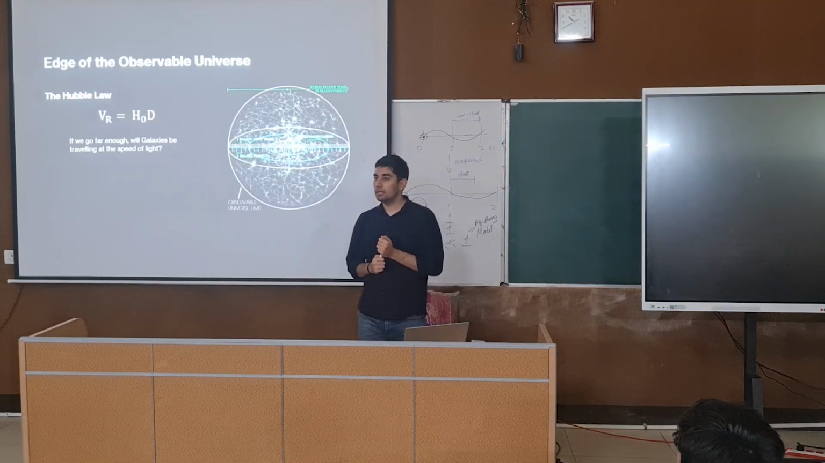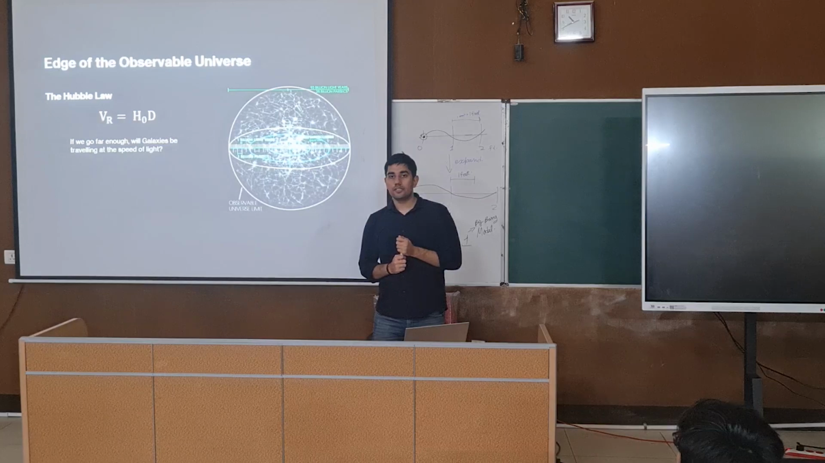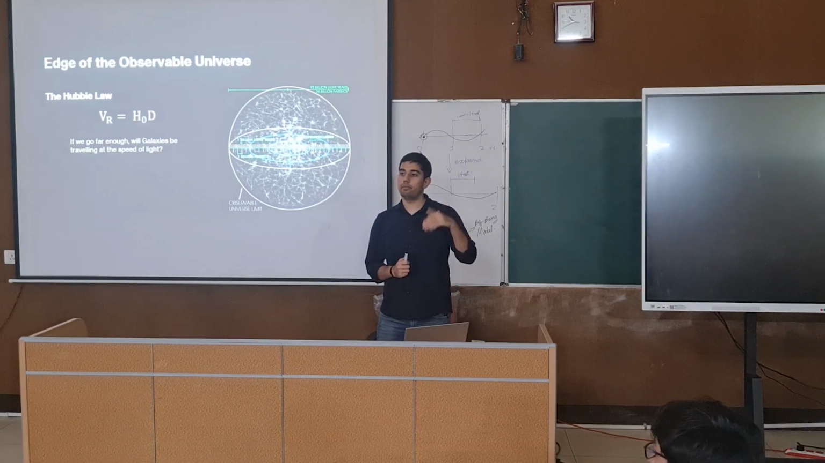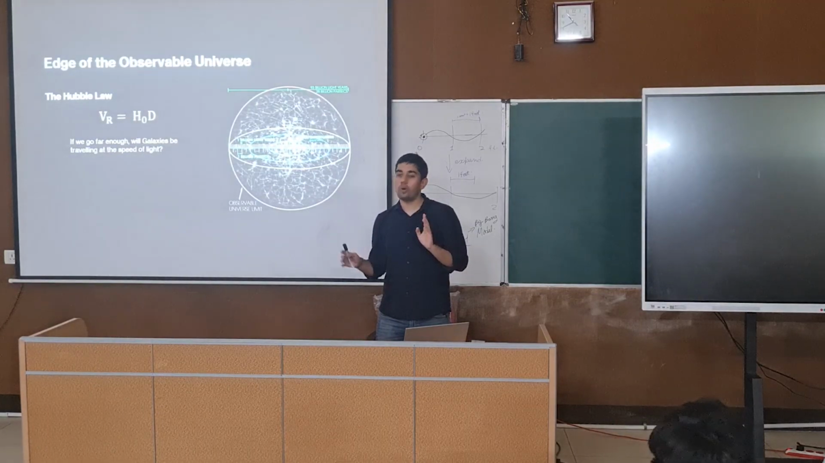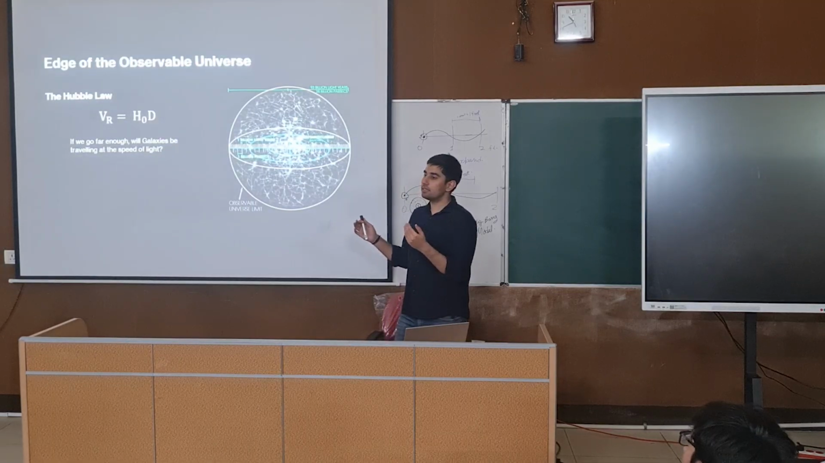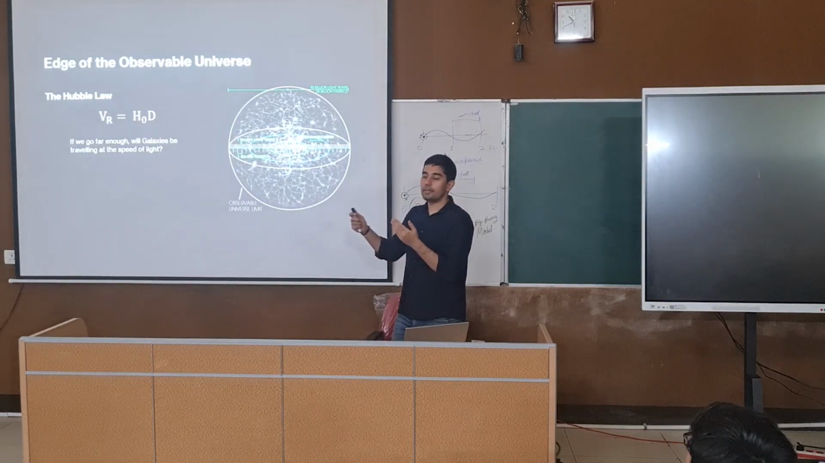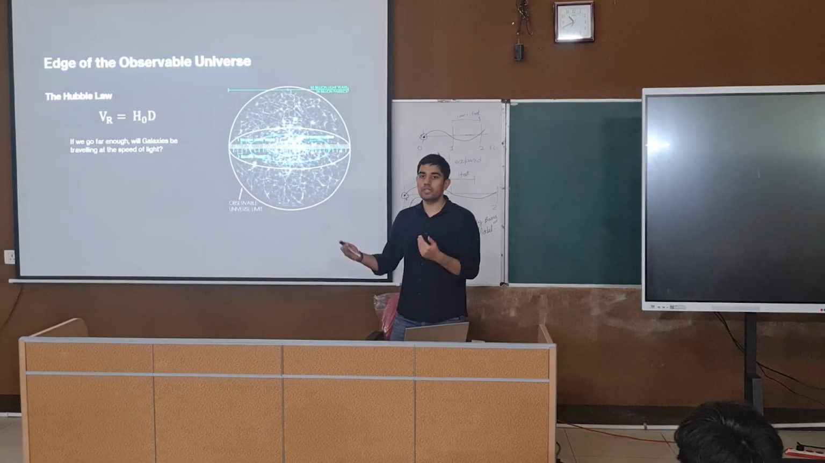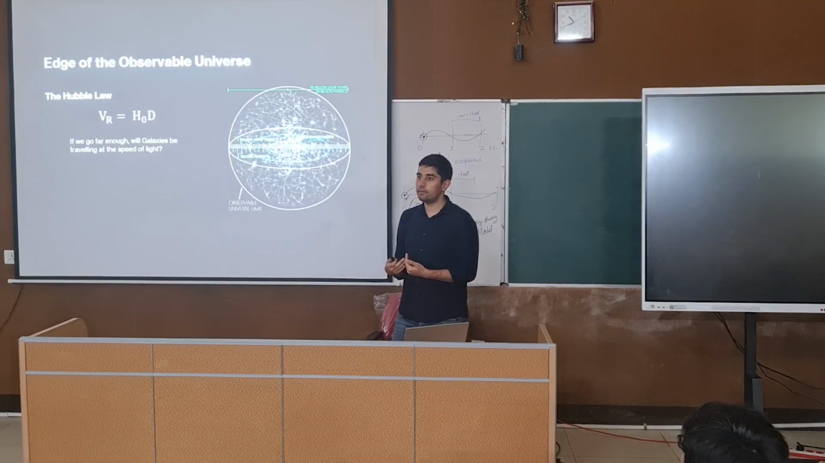Right? If an object is farther away than 13.6 billion light years, let's say 18 billion light years, okay? If it is 18 billion light years away from us, light from that has not had enough time to reach us, right? Because the universe is not old enough for light to come to us.